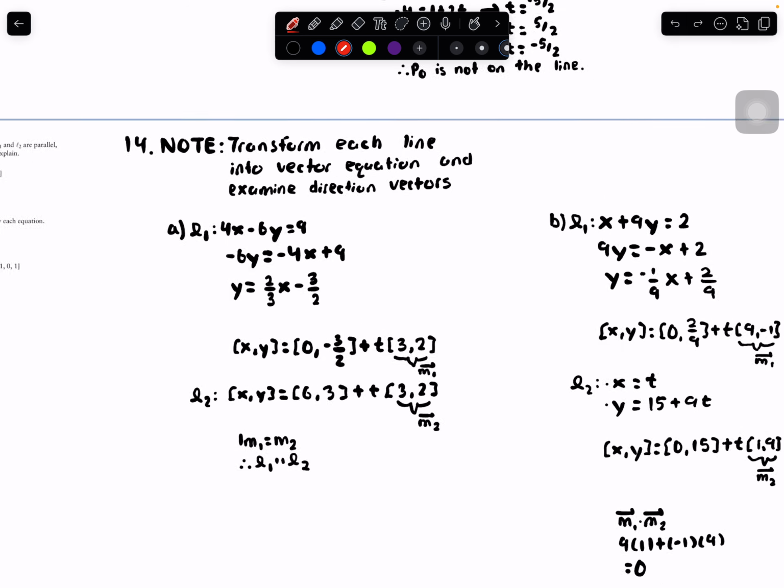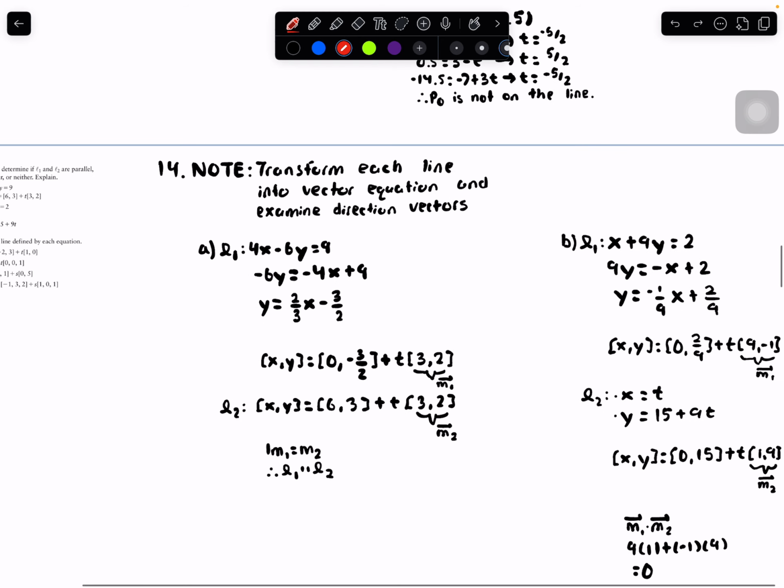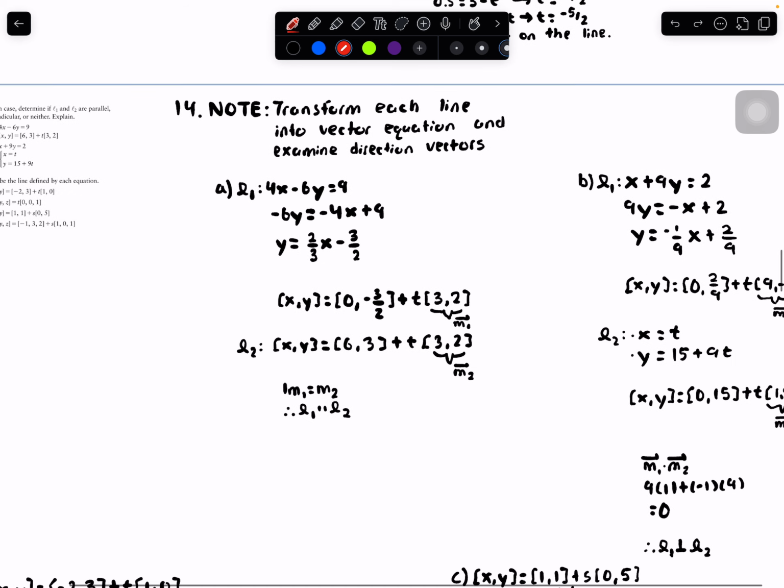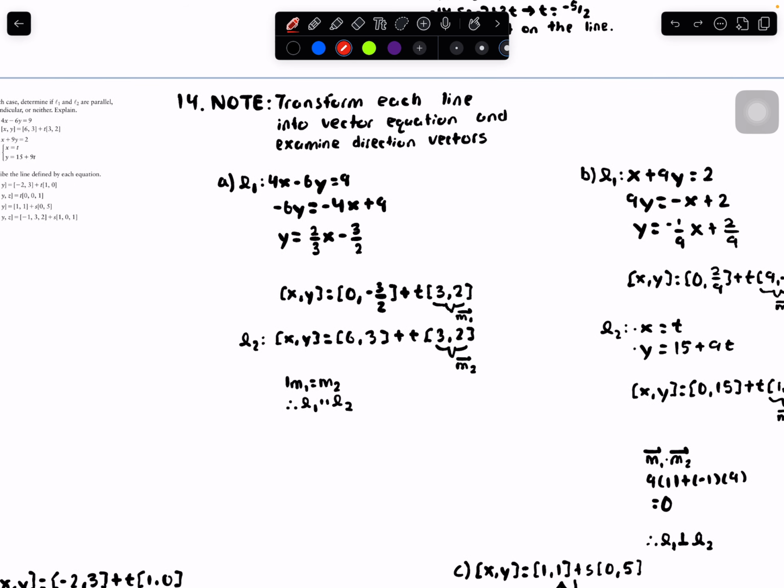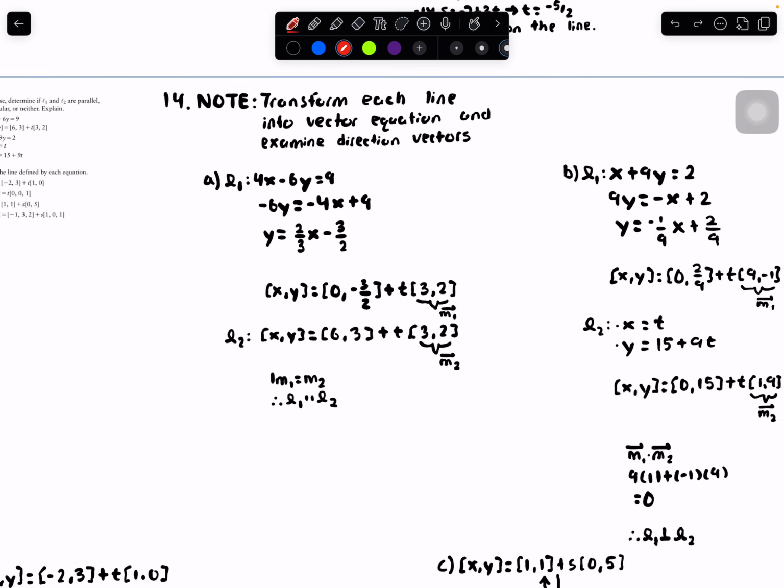Part B, same deal. I have an equation in scalar or standard form. Transform it into its slope-intercept form, y equals mx plus b, by isolating for y. Then for its vector equation, I use the y-intercept as the known point on the line, and the slope becomes the direction vector, so it's 9, negative 1. Perfect. Line 2 is in parametric form this time, so that's a quick transition.